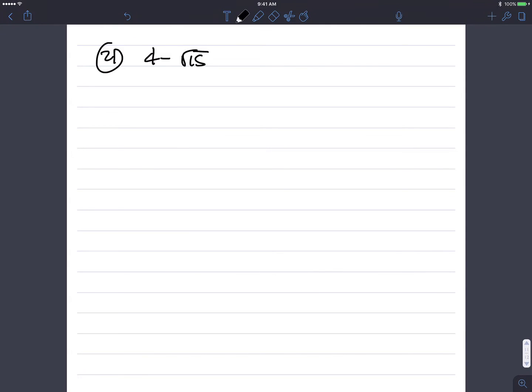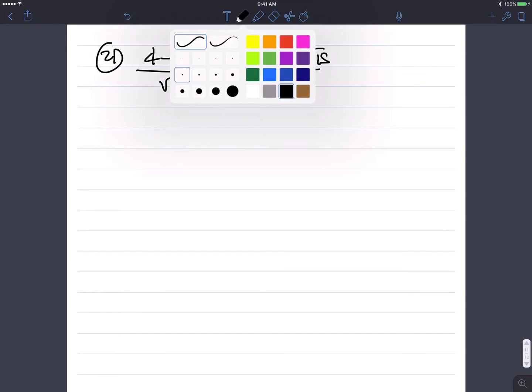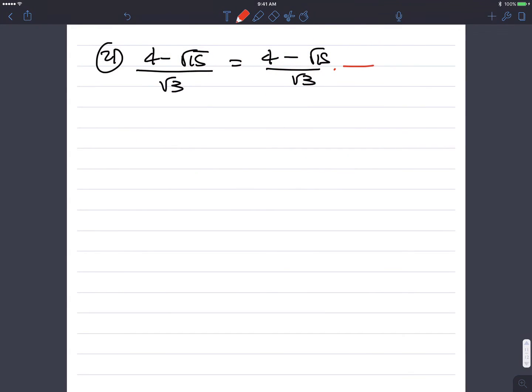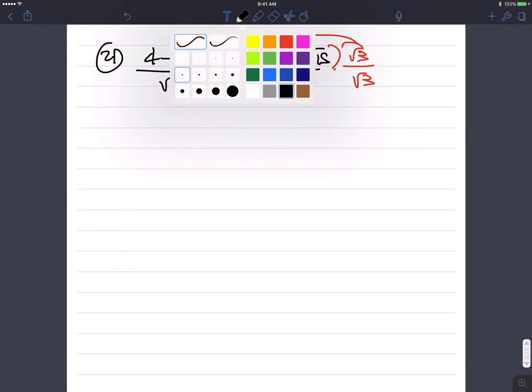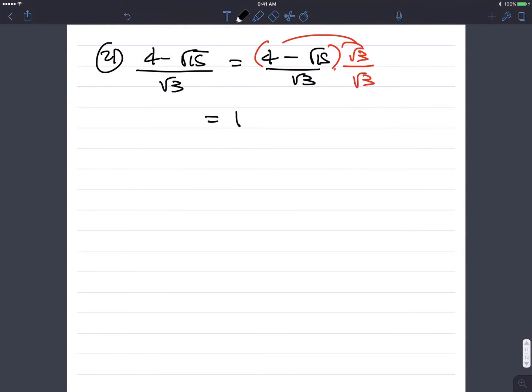4 minus the square root of 15 over the square root of 3. Multiply by square root of 3 over square root of 3. We're going to distribute. We get 4 times the square root of 3 minus the square root of 45 over 3, because that's what square root of 3 times square root of 3 is.